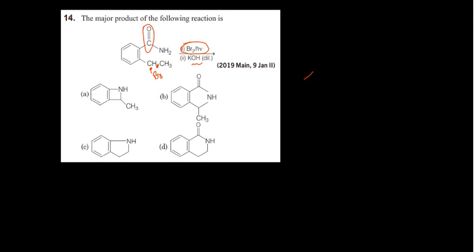I am writing the structure here. NH2, methyl group, here bromine is there. Then this bromine and H will further be released as HBr. So here a four membered ring forms. Here CH3 group is there. That means your answer will be A.